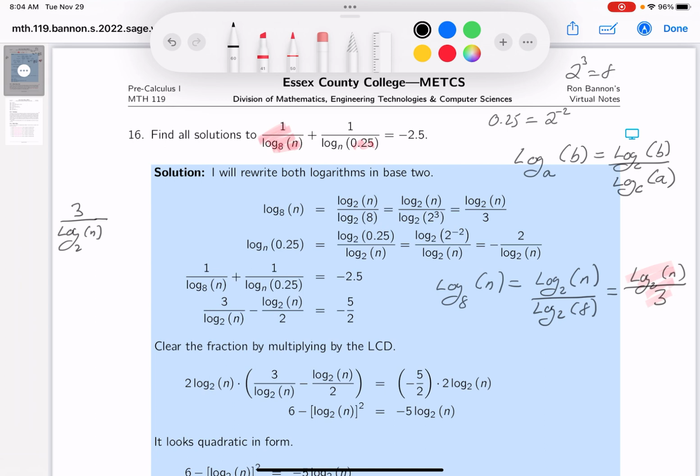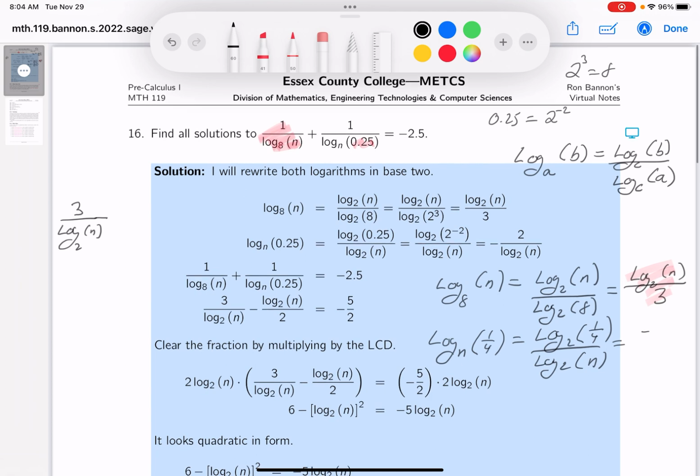The next term I'm looking at is log base n of 0.25, and 0.25 is 1/4. Use the base change formula. That's log base 2 of 1/4 over log base 2 of n. Well, on top, what do you get? That's going to be 2 to the minus 2, so you get minus 2 on top, and on bottom, you get log base 2 of n.